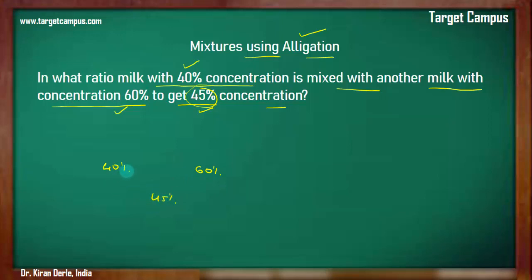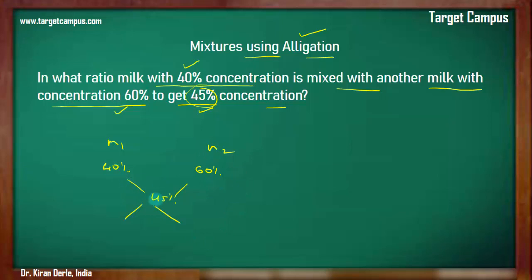Always remember, this measurement is percent, so it should be the same concentration. This value always lies between these two, and this is the fundamental of alligation. This is milk 1 and this is milk 2. What is the ratio of milk 1 to milk 2?